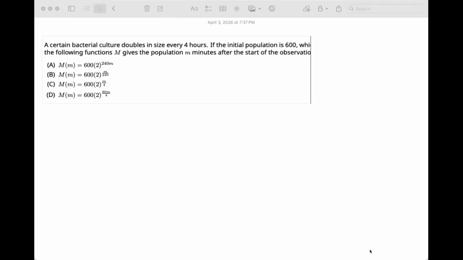See, one thing is you can substitute and see. Every 4 hours it doubles, means if you put M is equal to 60 times 4, the value 600 has to double. That equation is right. Yeah, I got my answer now. So the answer would be B, right?